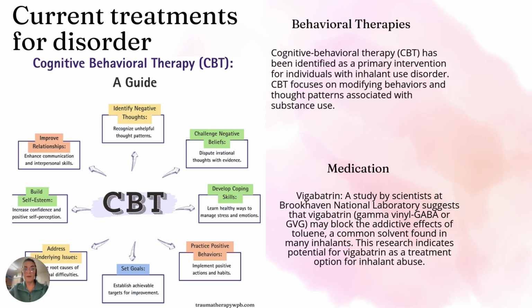And there's also research that has been done that has found a medication called vigabatrin, and a study by scientists at Brookhaven National Laboratory suggests that this vigabatrin may block the addictive effects of toluene, which is a common solvent found in many inhalants. So this research indicates potential for vigabatrin as a treatment option for inhalant abuse.